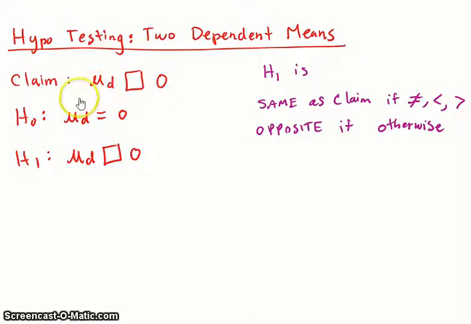The claim is going to vary, but it should always be in this format, mu sub d compared to 0. The null is always mu sub d equals 0, and the alternative depends on what the claim is. If you recall, the alternative, H sub 1, is the opposite of the claim if the claim contains a not equal sign, a less than sign, or a greater than sign. Otherwise, it's the opposite. All right, so let's go through the problem.